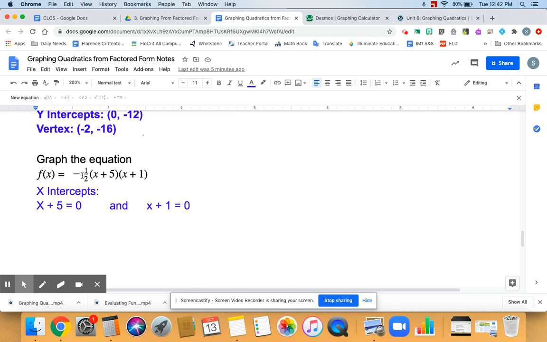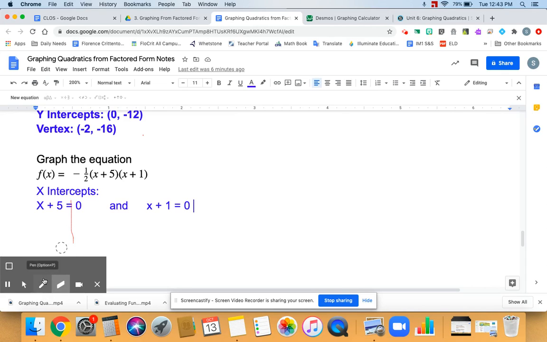Now you might be wondering, what about this negative 1/2 in front? Why isn't this a part of the x-intercepts? Well, it doesn't matter because it's being multiplied. So if this parentheses equals 0 altogether, 0 times this parentheses times this is still going to be 0. Same thing here. If we make this one equal 0, it doesn't matter about the 1/2 being in front. The 1/2 will matter for other parts, but not for the x-intercept part.